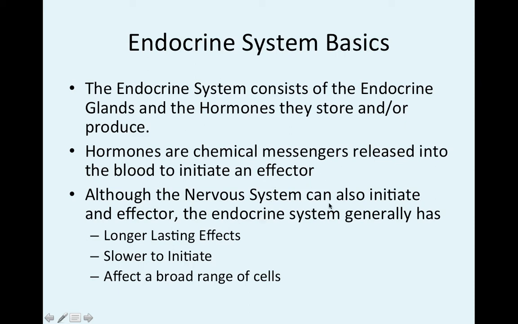Although the nervous system can also initiate the effector, the endocrine system generally has longer lasting effects on the effector. It's a little bit slower to initiate because you have to release that hormone, and liquids flow a lot slower than action potentials do. But this is the big thing right here: it affects a broad range of cells. It's going to affect a number of different cells all at the same time.